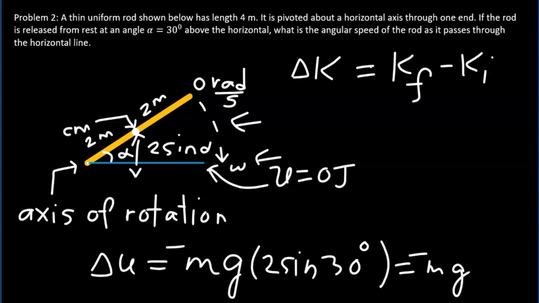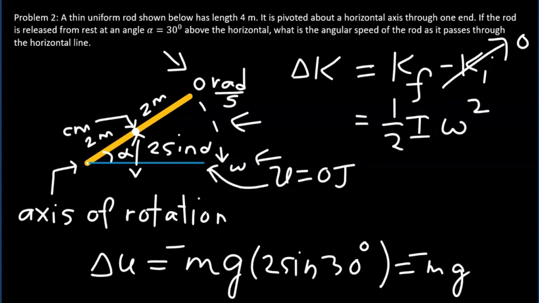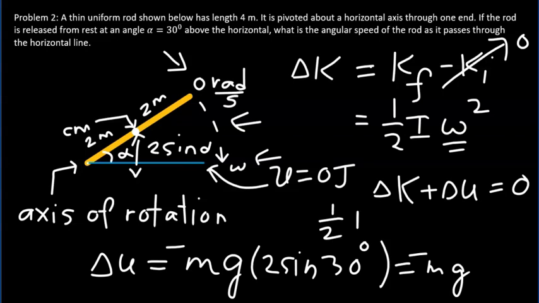The initial kinetic energy is 0 because the object is released from rest, so that is 0. The final kinetic energy is given by half times the moment of inertia times the final angular speed squared, which is what we want to find. Since this is a conservative system, the total mechanical energy is conserved, so you can write it like that. Recall our previous video on conservation of mechanical energy. So delta K is half times I times omega squared. Delta U is minus mg. If you bring it to the other side, it will simply become mg.